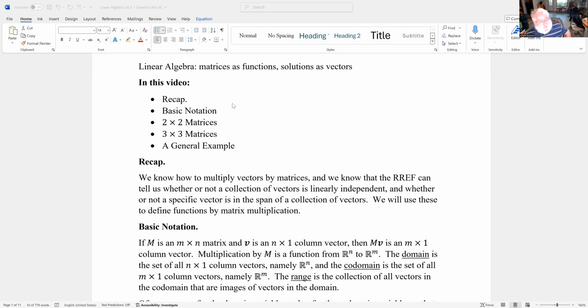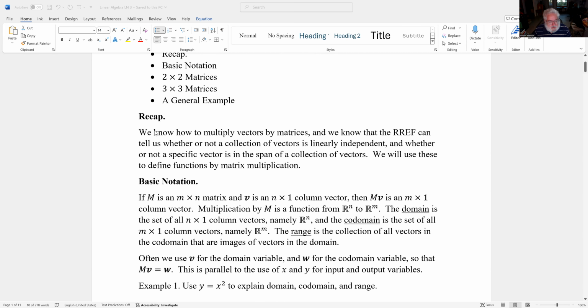So, in this video, we'll recap some stuff we've done, talk about basic notation about matrices as functions, and 2x2 matrices, 3x3 matrices, and a general example. What we know how to do now is multiply vectors by matrices, and we know that the reduced row echelon form can tell us whether or not vectors are linearly independent and whether or not a vector is in a span of a collection of vectors. And so we use these ideas to talk about functions defined by matrix multiplication.